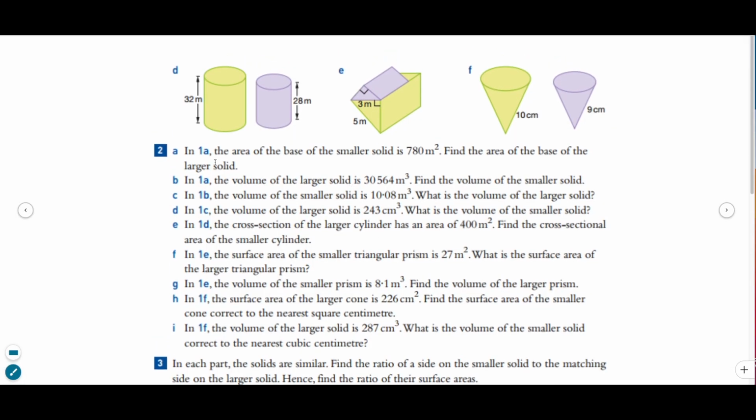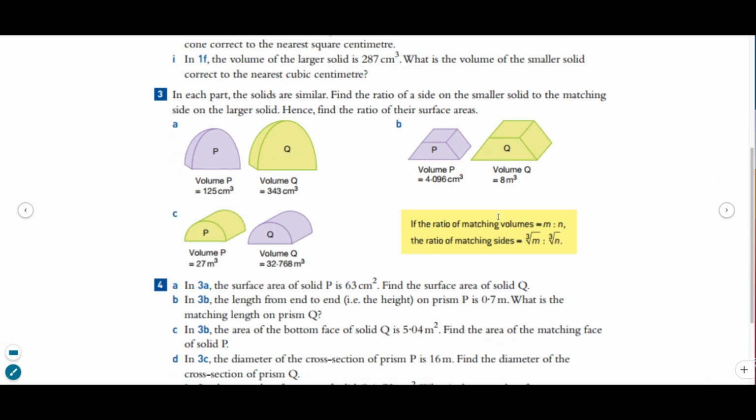Alright, so let's see. 2. In 1a, the area of the base of the smaller is 780. Find the area of the base of the larger solid. Okay, so basically, once you find out the ratios of the areas, just use the cross method and you get the area. And that's the same with 2b. Find the ratio of the volume, use the cross method to find the volume. Alright, so let's take a look at question 3.